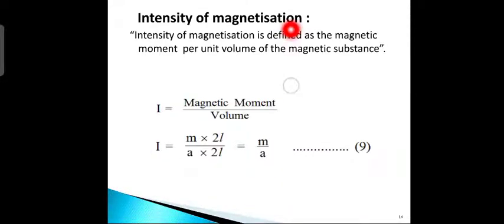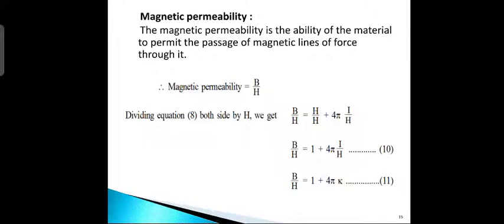Next is intensity of magnetization. What is the intensity of magnetization? Intensity of magnetization is defined as the magnetic moment per unit volume of the magnetic substance. I is equal to magnetic moment divided by volume. I is equal to m into 2L divided by A into 2L, that is equal to m by A. Let this equation be 9.